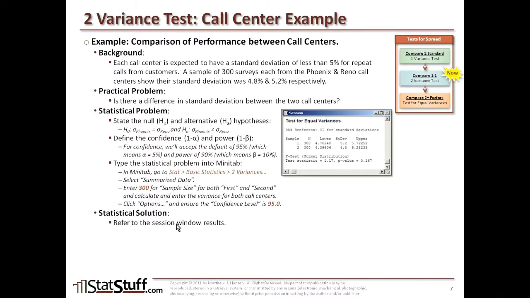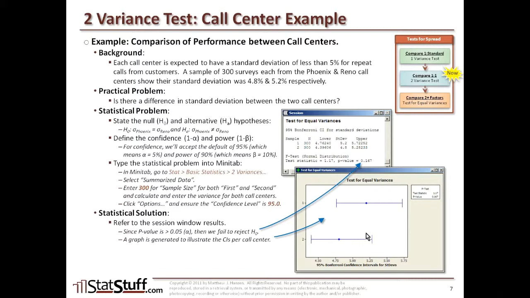This statistical solution that we'll see from Minitab looks like this in the session window that's created by Minitab. From within here, we're going to look again, as we do, at the p-value, where in this case the p-value is greater than our alpha risk of 5%, and as a result that means we're going to fail to reject the null hypothesis. Or again, the same thing as saying we're going to accept the null hypothesis.